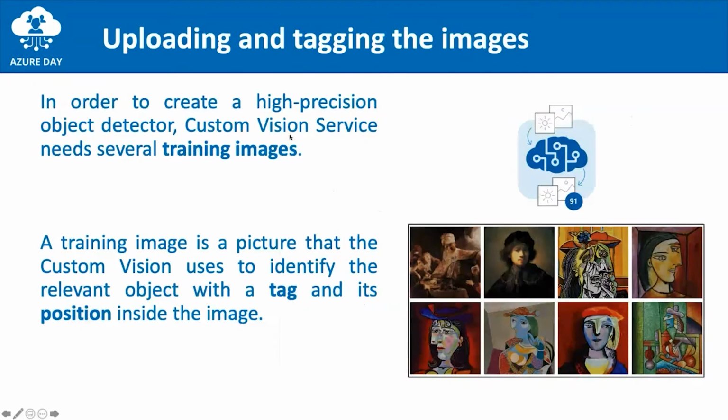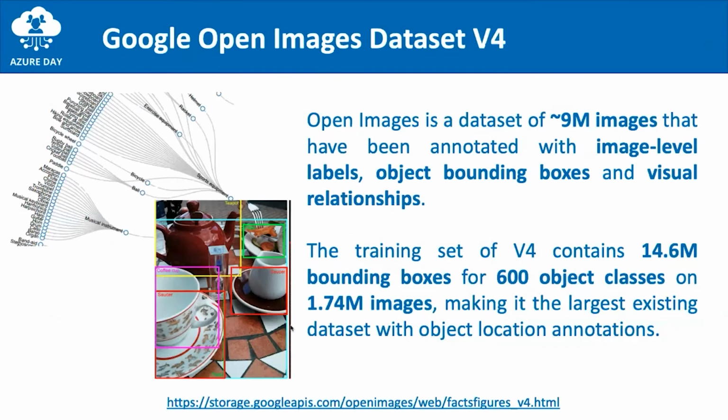Then, I told you that in Custom Vision we basically upload and tag images. This is the main essence, let's say the food, of our Custom Vision service. We need to provide several training images. In this case, for object detection, we are submitting pictures and also the position inside the image, which, if we do it manually, can be easy but time consuming. So we would like to automate this process.